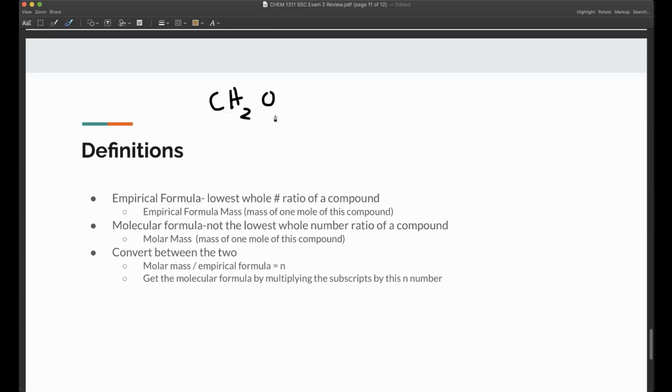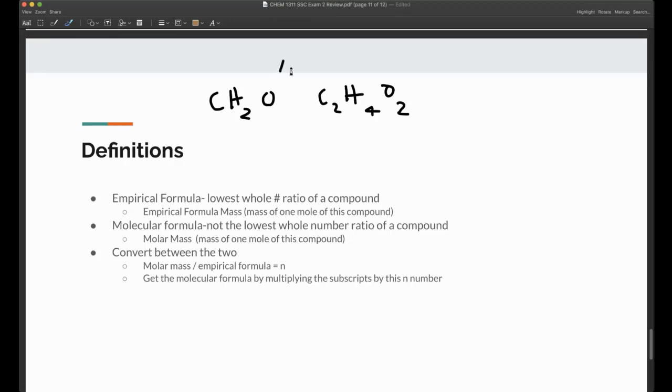And when we calculate the mass of this, let's say we find the total mass of all the carbons, all the hydrogens, and all the oxygens. When we find this, we're going to find the empirical formula mass. On the other hand, we have the molecular formula, which is not the whole number ratio, so in this case, C2H4O2.